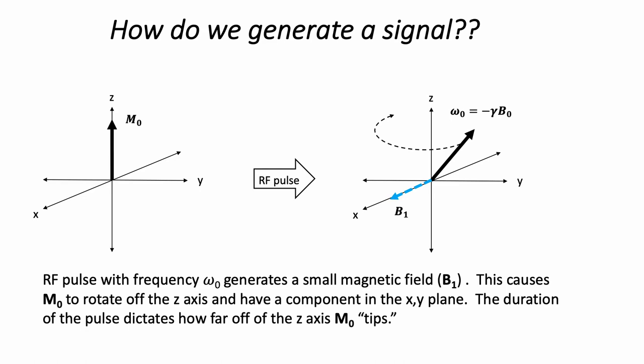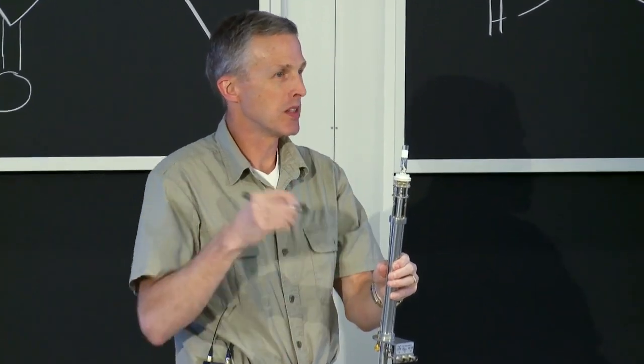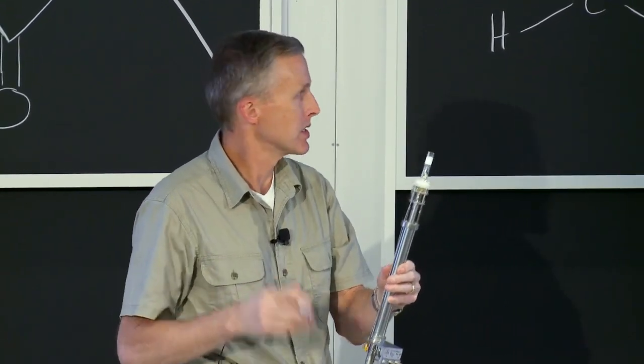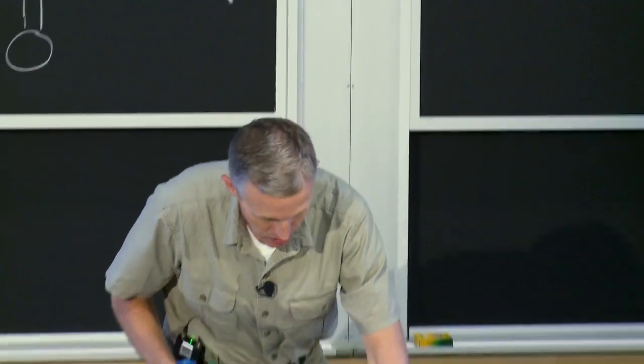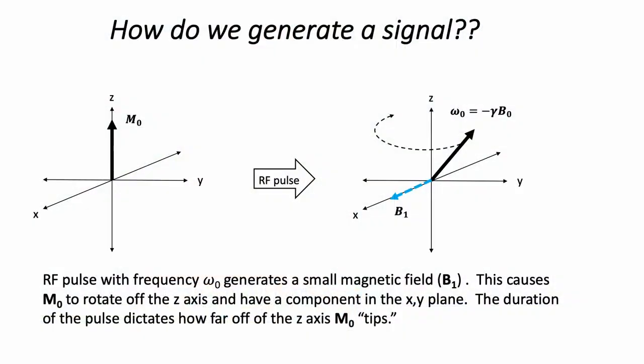It's still precessing around at that characteristic frequency, and when it has a component in the xy plane, that will generate a current in these little coils in the probe, which is then received back at the console and sent to the computer. So we pulse our sample, and depending on how long we turn on that pulse for, it's usually on the order of microseconds, I think our pulses are set up to be about 10 microseconds, we can tip this over to some varying degree.